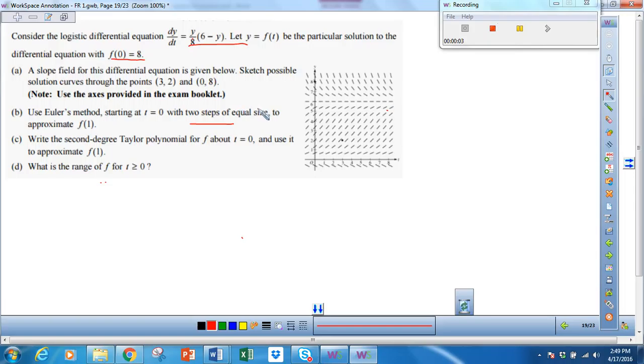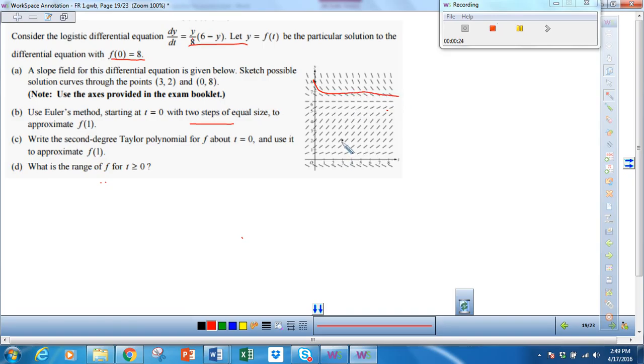So this is question 4 in the afternoon. And the first thing it asks us to do is draw a slope field. That's pretty simple. You just have to remember that you have to go with the flow. You can't cross over slope lines when you're drawing this. So this is going to look something like this.